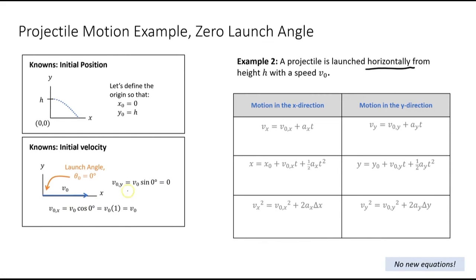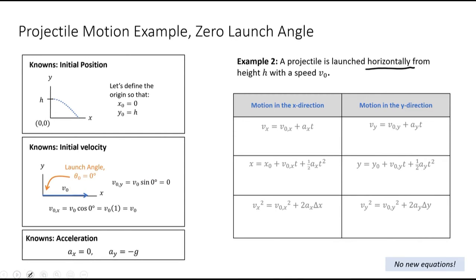And you can see that this does fall out of the math, plugging in that theta naught is equal to 0 degrees. Okay, so then the last thing we can do is write down our acceleration. Because it's a projectile, we know ax is 0 and ay is minus g. All right, then we can take our equations of motion.